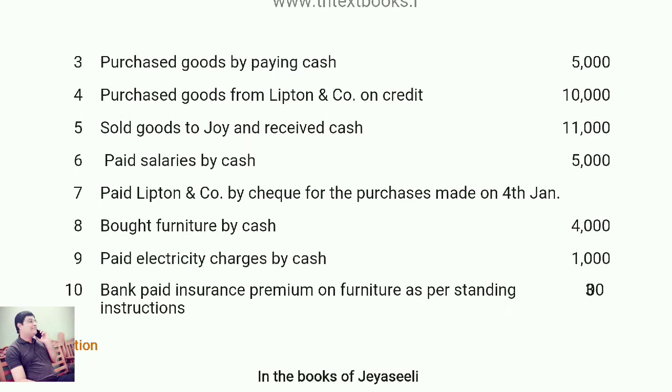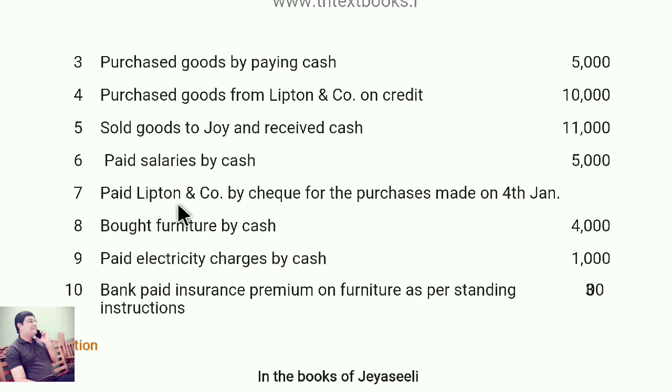Now see the date 4. Purchase goods from Lipton Company. How much goods did we purchase? 10,000 rupees of goods we purchased on credit. Now we are making the payment. That's why the amount is not given here. Here only 4th January is mentioned. So understand the question, read the question carefully before giving the answer.